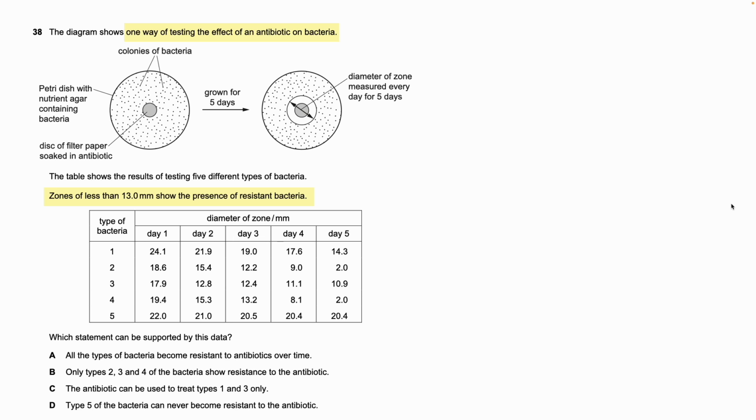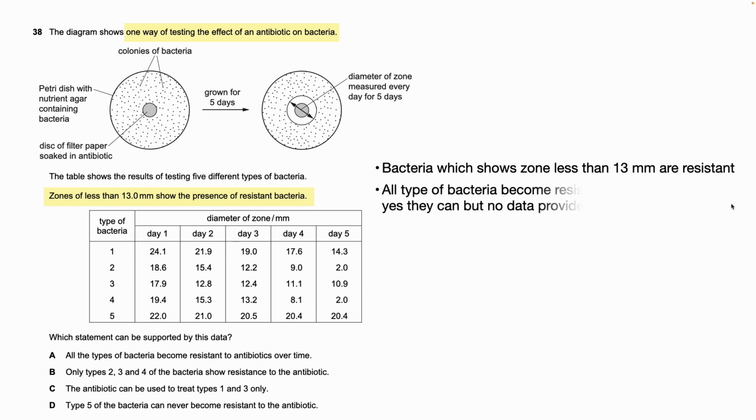After going through the data we can conclude that bacteria which show a zone less than 13 millimeter are resistant. Option A, all types of bacteria become resistant to antibiotics over time. Yes, they can, but no data is provided for that in this table.